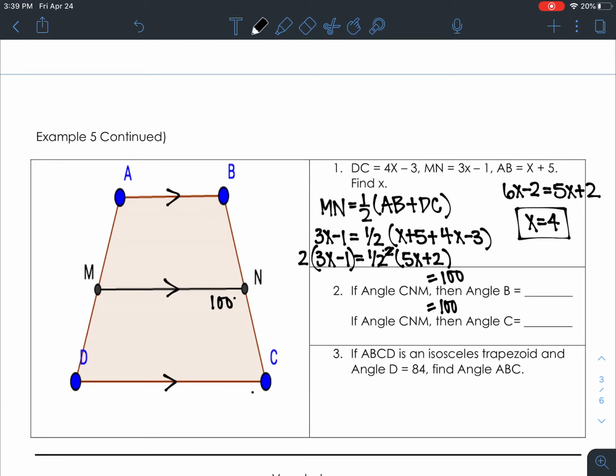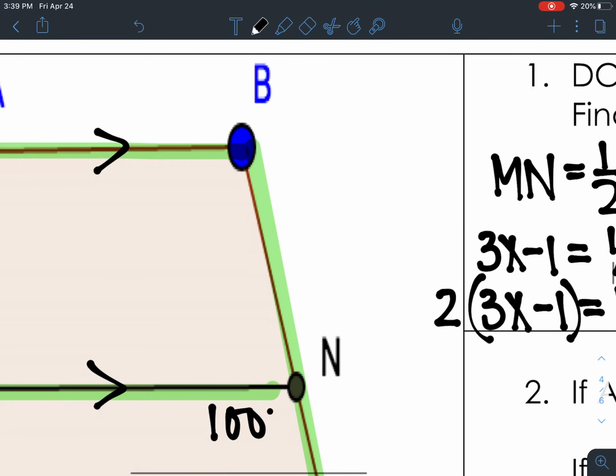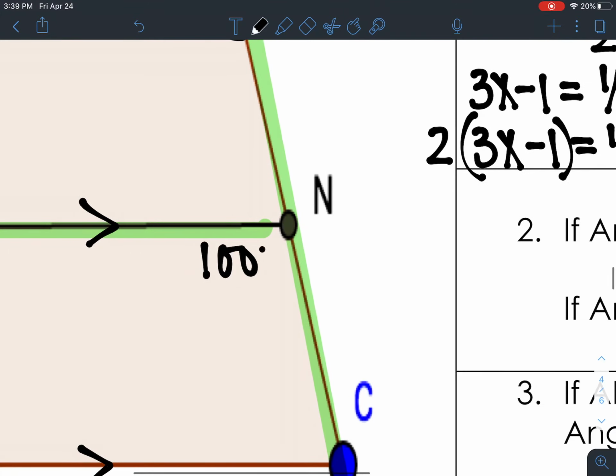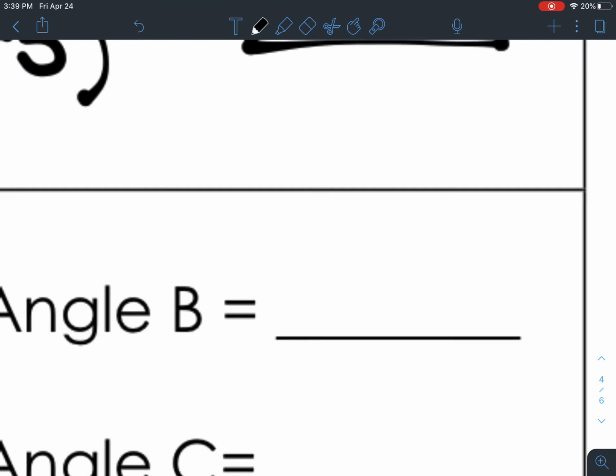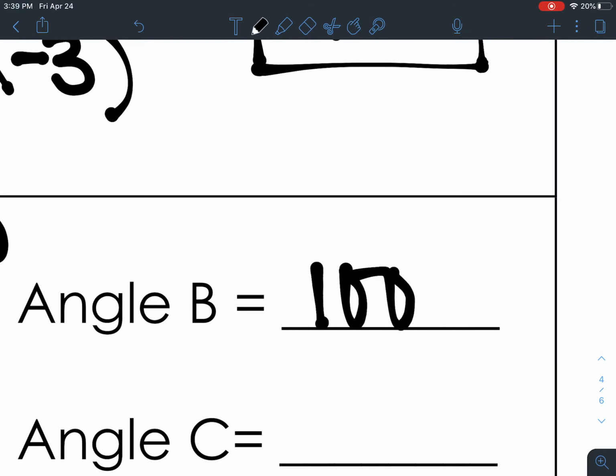So what I want you to look at is the fact that angle B, so let's look at these 2 lines cut by this transversal. What type of angles are angle CNM and angle B? Well, they're corresponding, because they're in the same location but different lines, which means that angle B also has to be 100 degrees.